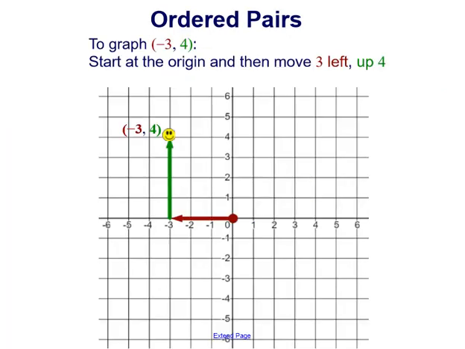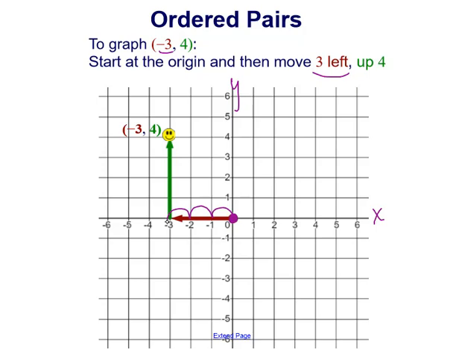Let's look at a different example. It says to graph -3, 4. So we're going to start at the origin. Again, that's here at the point 0, 0, where your x and your y axis are meeting. Because the first number is a -3, we're going to move 3 to the left. 1, 2, 3. It's to the left because the first number is negative.